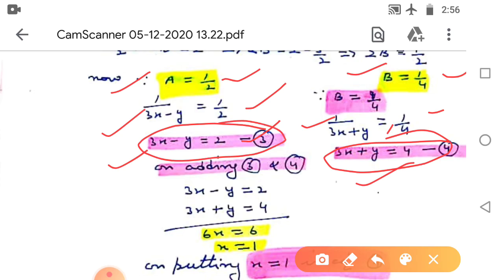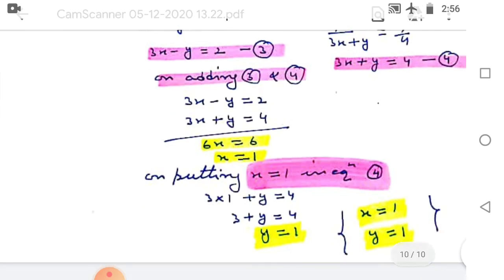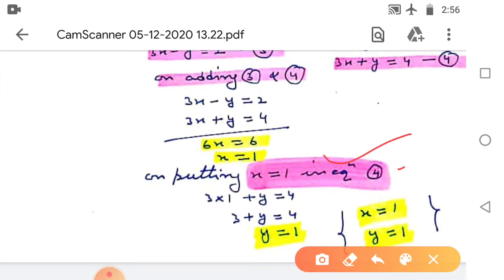Now we need to solve these two equations by adding them, so y is gone, right? So 3x plus 3x, 6x is equal to 6. So ultimately x is equal to 1. Okay, now after putting the value of x as 1 in equation 4, it becomes 3 into 1 plus y is equal to 4, and 3 plus y is equal to 4, and y is equal to 1. So we have the value of x as 1 and the value of y as 1.